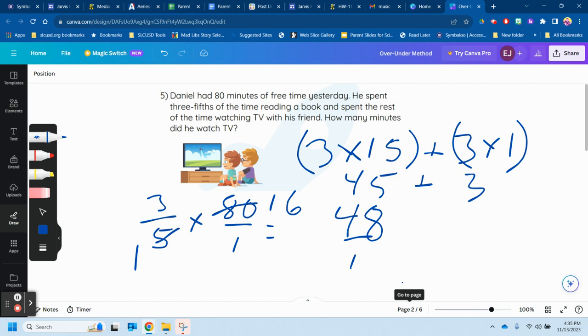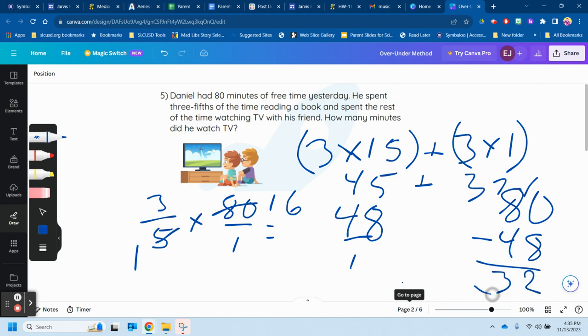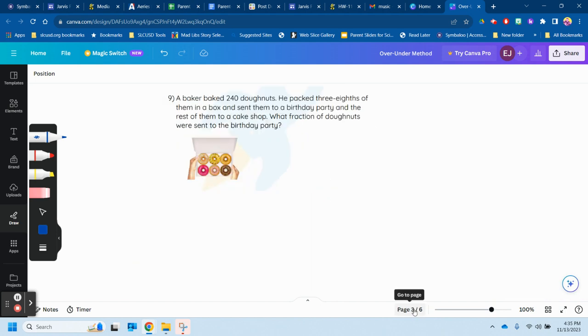reading a book. 3/5. And the rest of the 80 minutes, so 80 minus 48. So I'm going to get 32 from that. I could borrow, 7, 2, 32. So 32 minutes. He spent 32 minutes watching TV. So, all right, let's go on to number 3.